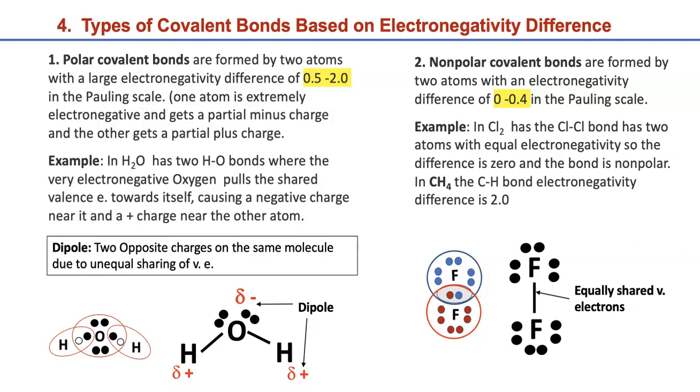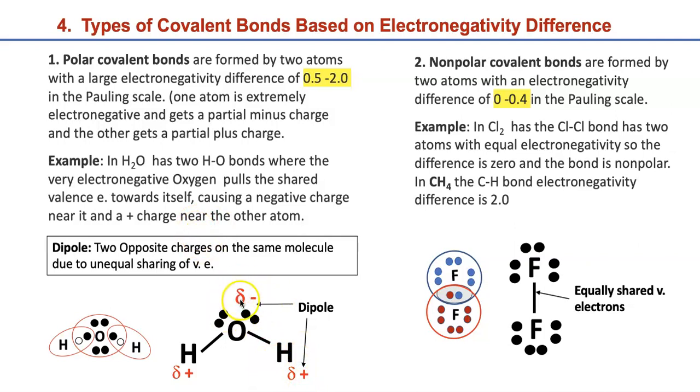Topic 4. Types of covalent bonds based on electronegativity difference. We already discussed this, so I'm going to breeze through this. If you have a difference between 0.5 and 2, you are going to have polar covalent bonds. One of the atoms is going to be extremely electronegative compared to the other one, and will have a partial positive charge shown over here. This is the electropositive one, and this is the electronegative one.